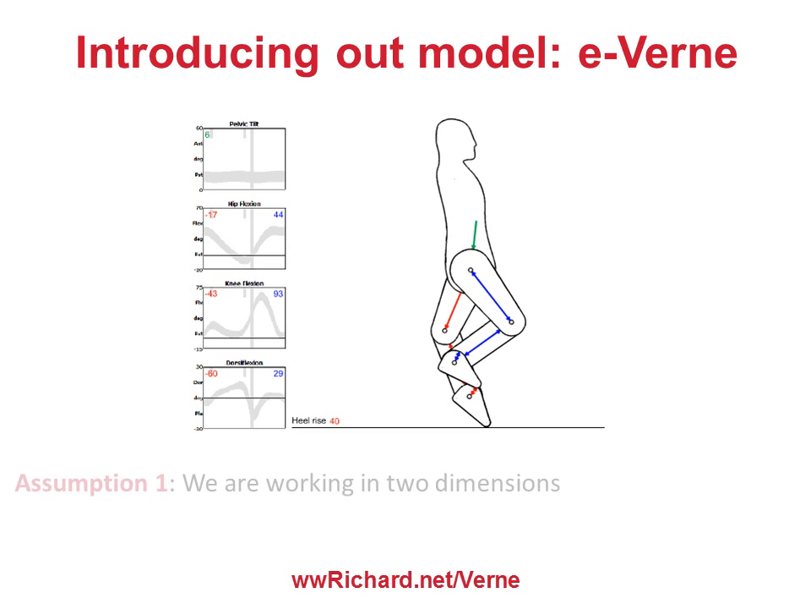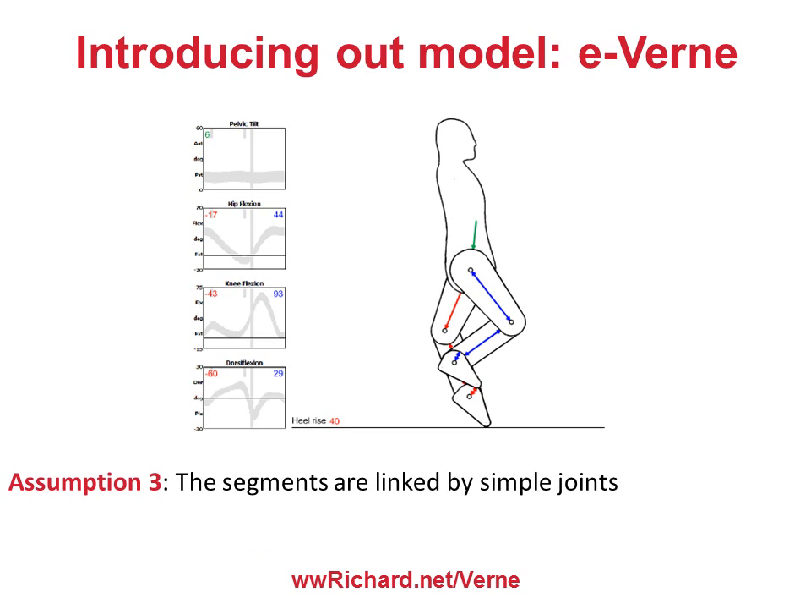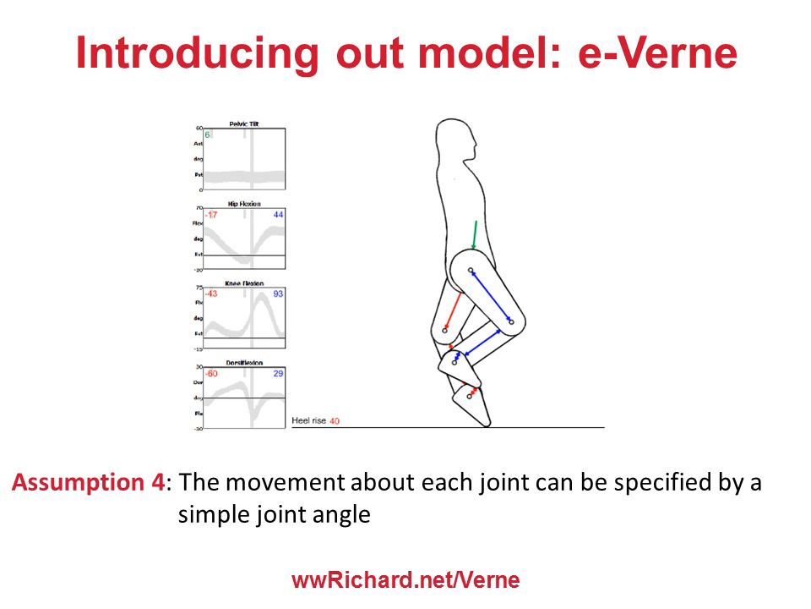The most obvious is that we are working in 2 dimensions. Most of the action in walking occurs in the sagittal plane, and we'll focus on this in the screencasts. The second assumption is that the human body can be modelled as a number of rigid segments. The third assumption is that the segments are linked by simple pin joints. And the fourth, which follows from the third, is that joint positions can be specified as a simple joint angle.